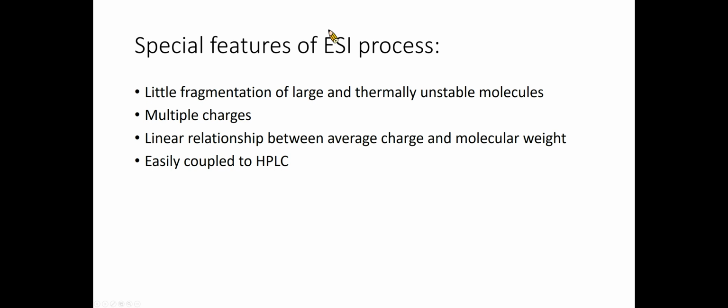A brief summary of ESI processes. ESI is a soft ionization technique that causes minimal fragmentation of large and thermally unstable molecules, which enables multiple charges having a linear relationship between the average charge and molecule weight, and can easily couple with HPLC.